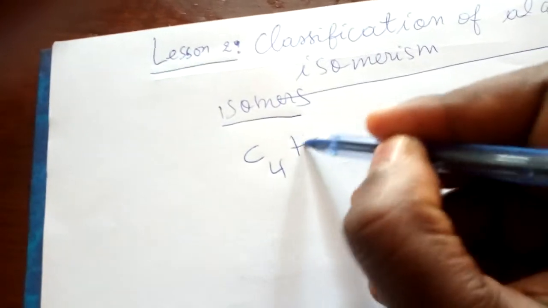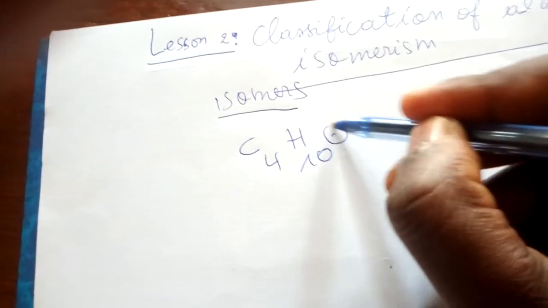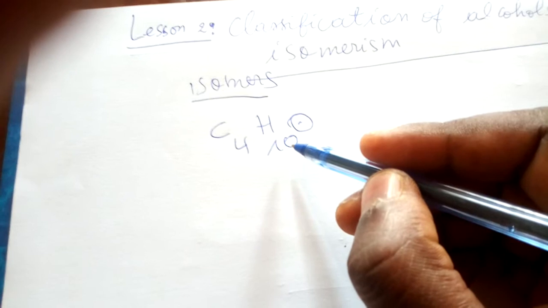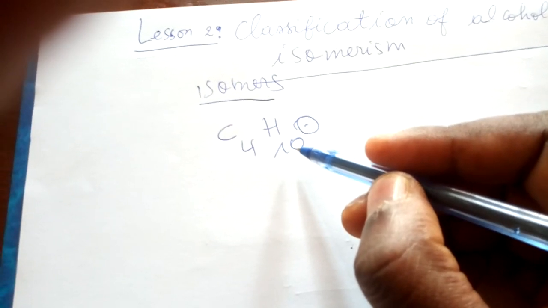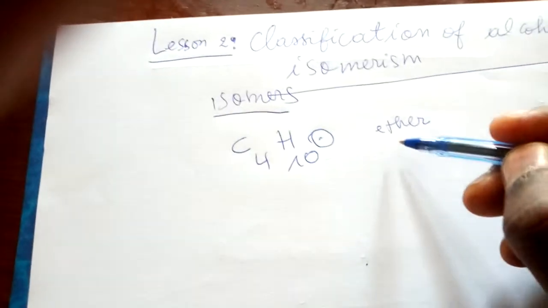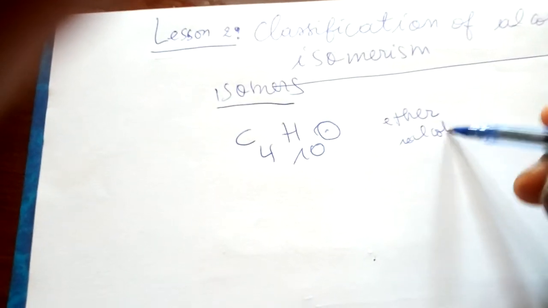We can take an example. If I write C4H10, this compound can have different functional groups. It could be an ether, it could be an alcohol, and so on.